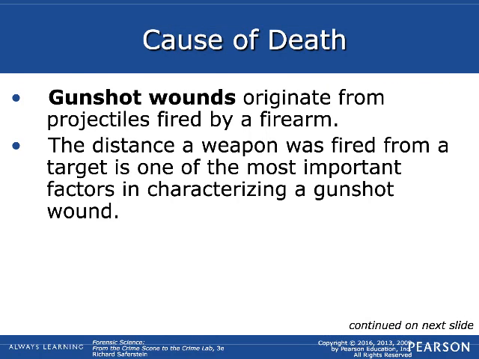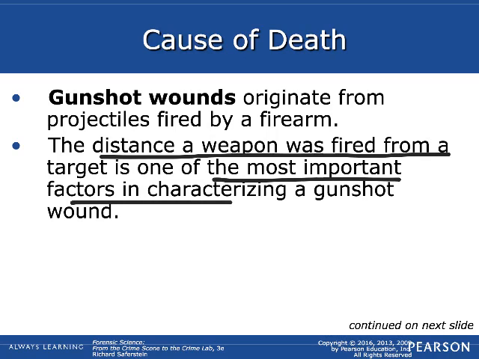Okay, gunshot wounds. Gunshot wounds originate from projectiles fired by a firearm. One of the things that you can tell is the patterning. The distance a weapon was fired is one of the most important factors in characterizing a gunshot wound. There are different kinds of patterns depending on how close you are or how far away you are when the gun is fired. We can talk about that in lab too with some pictures and try to explain it.